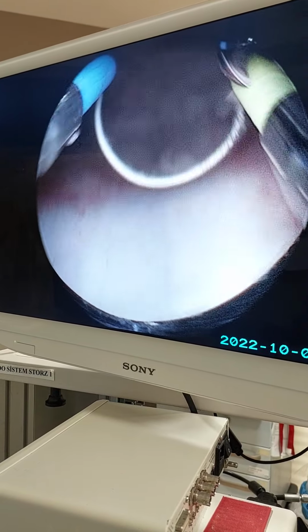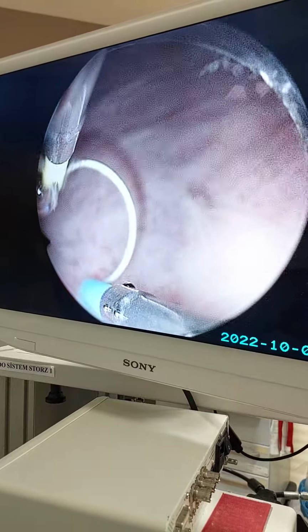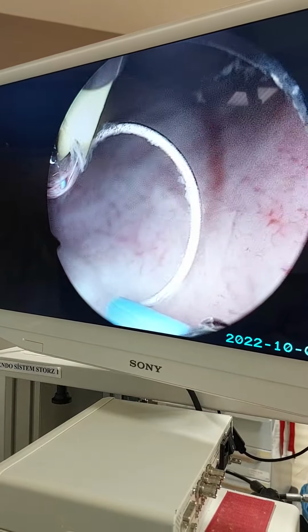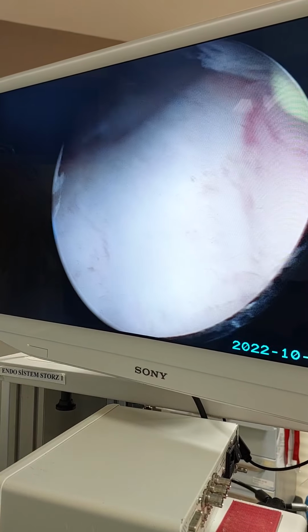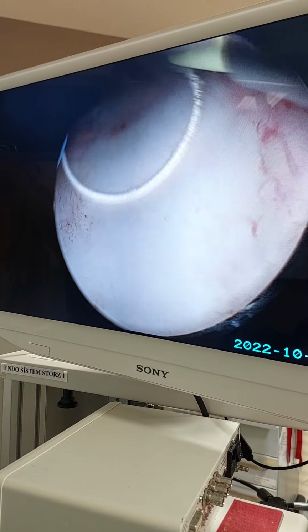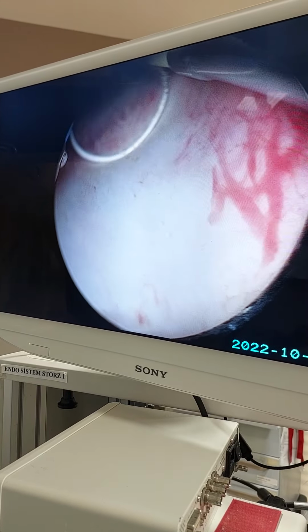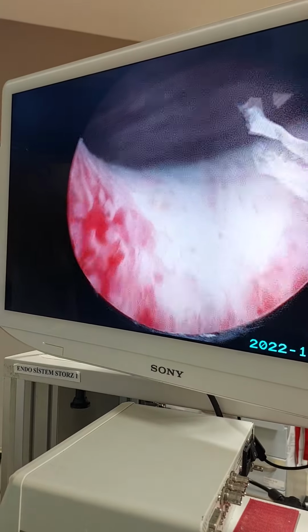When I scrape, look at these tissues. And yeah, inside, underneath, I can see the leukoplakia tissues. Yeah, all the bladder, trigone, mucosa is sick.